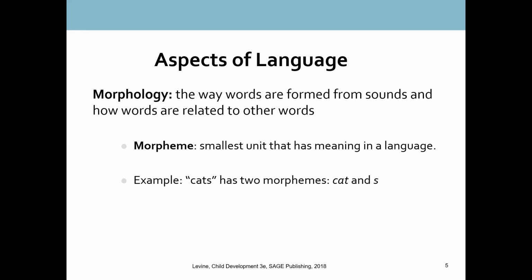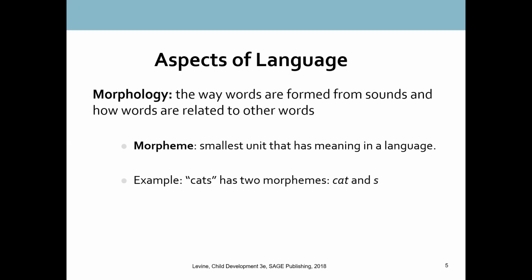When we look at the example of cats, it's two morphemes. It's got the root word cat, and then you add the S and it changes the meaning. So the S has meaning. It's an individual unit of meaning. It tells you that there's more than one cat.